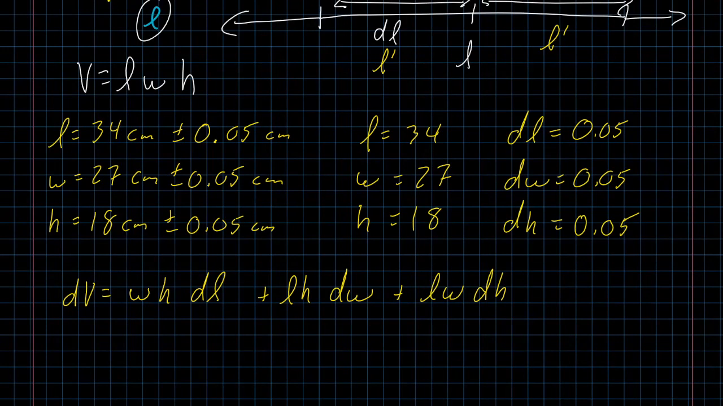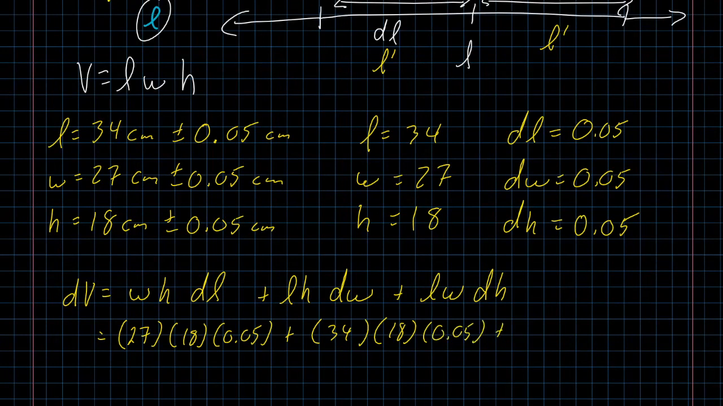Then from here, we can plug in all of those numbers. 27 times 18 times 0.05, 34 times 18 times 0.05, and 34 times 27 times 0.05 gives me that dV is 100.8.